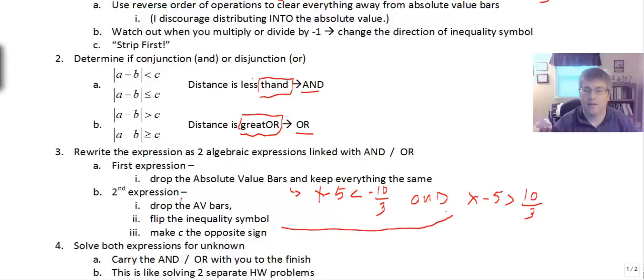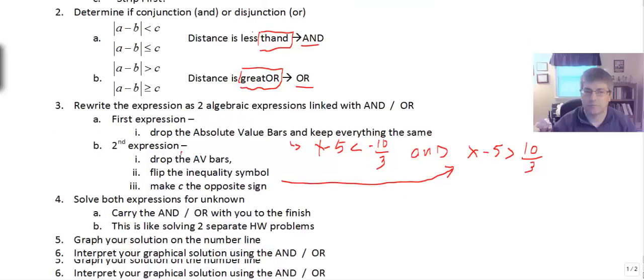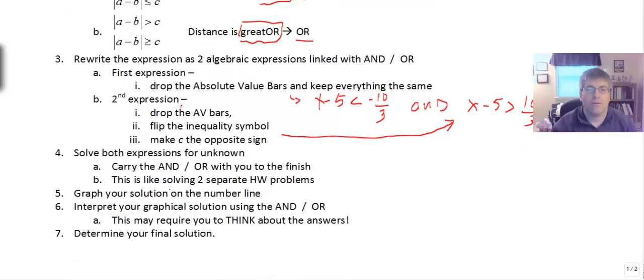And in the second expression, linked with our "and," drop the absolute value bars, flip the direction of the inequality, and take the opposite sign. So we would solve both of these expressions for the unknown. We'd continue to carry the "and" all the way down with us until the end. And then we would solve, we'll graph, and then we'll interpret our graphical solution and make a final answer.